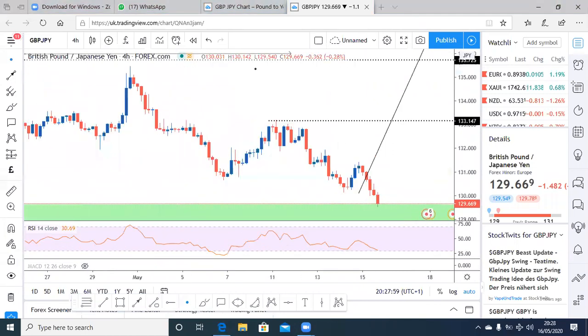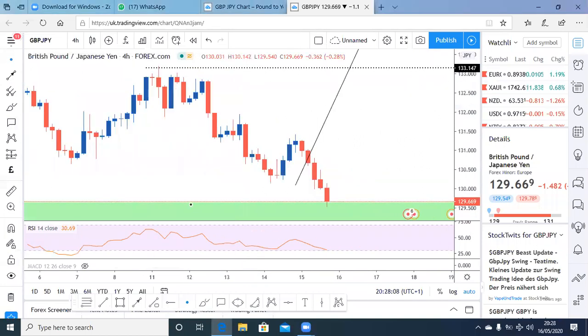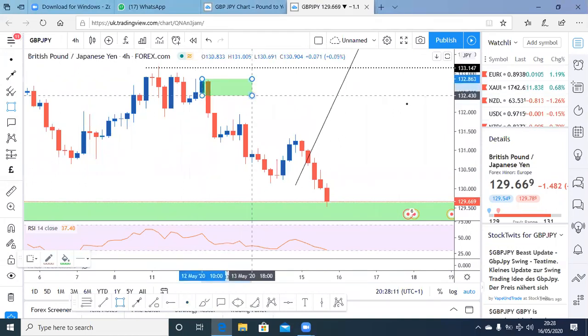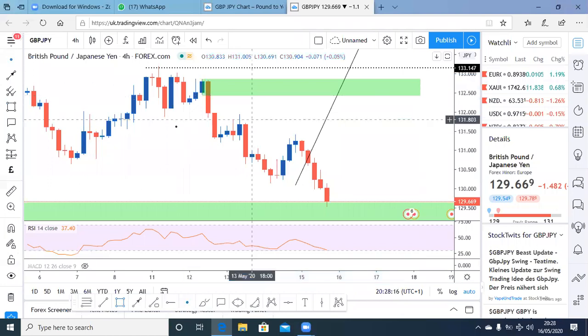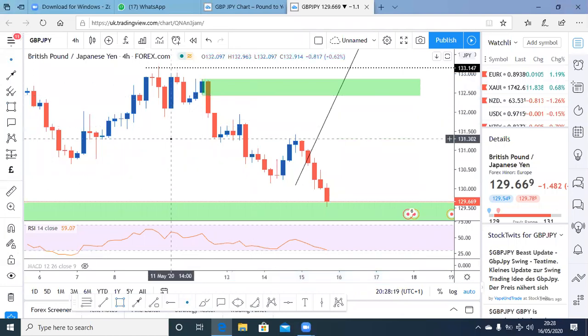Oh, Nana is back. On the 4-hour time frame, we're going to try and identify institutional candlesticks. Can I say that this is an institutional candlestick? Give me a 1 in the chat box if that is. Brilliant, we are getting it.